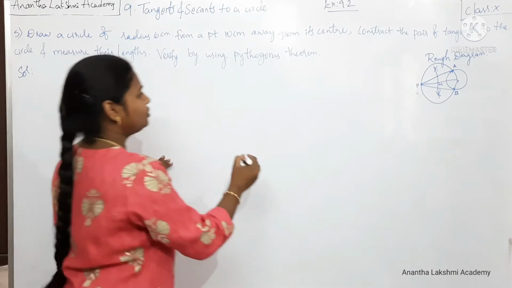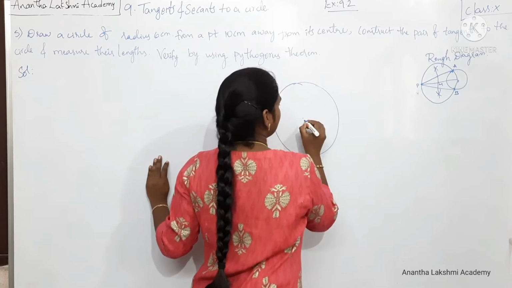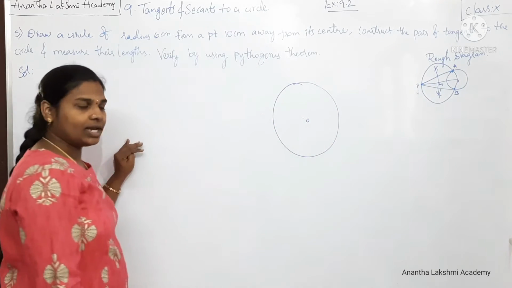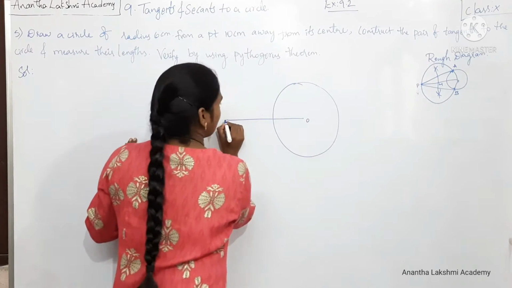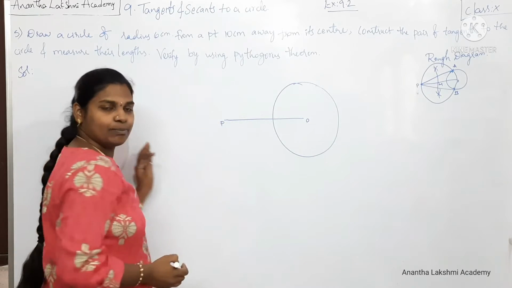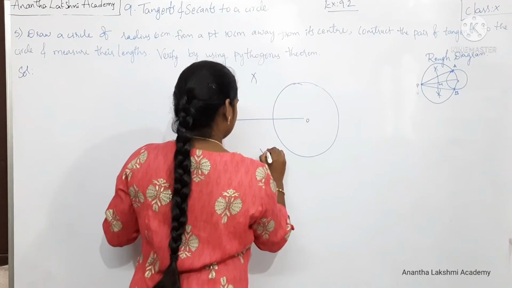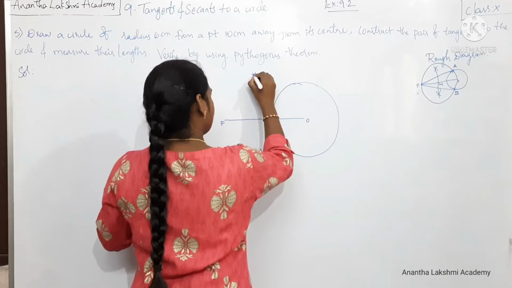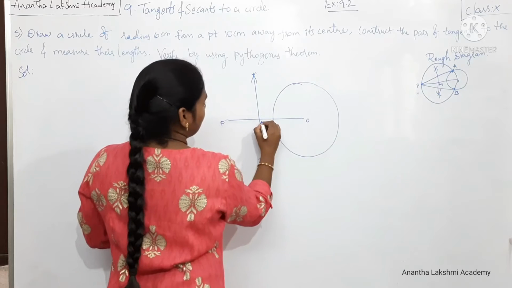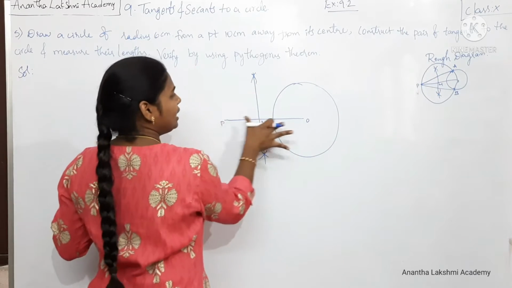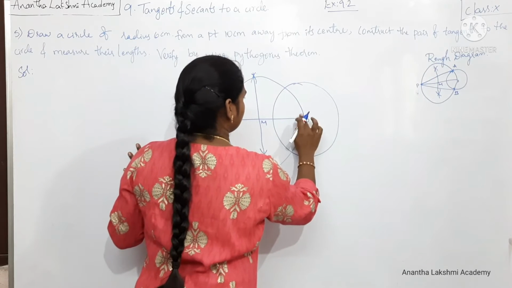So what is the first thing we need to do? Draw a circle of radius 6 centimeters. Okay, done. Now, from a point 10 centimeters away, let us name this as P. Draw the perpendicular bisector with more than half the length. Now this is the perpendicular bisector. Let us name this point as M.